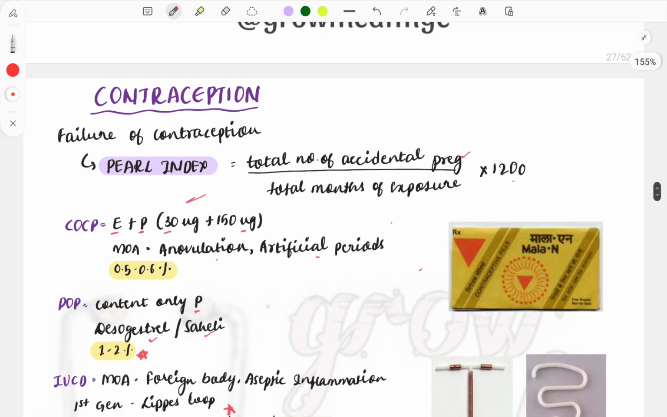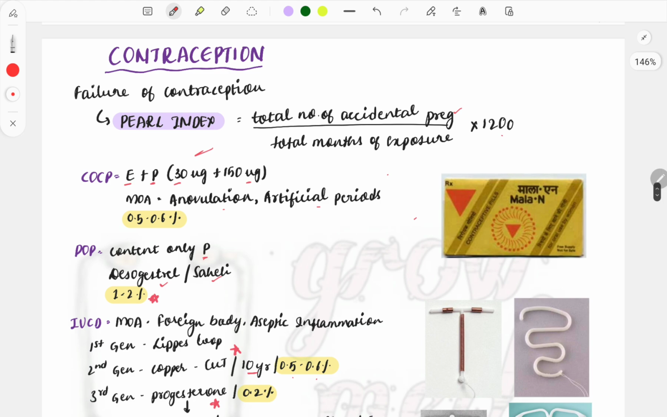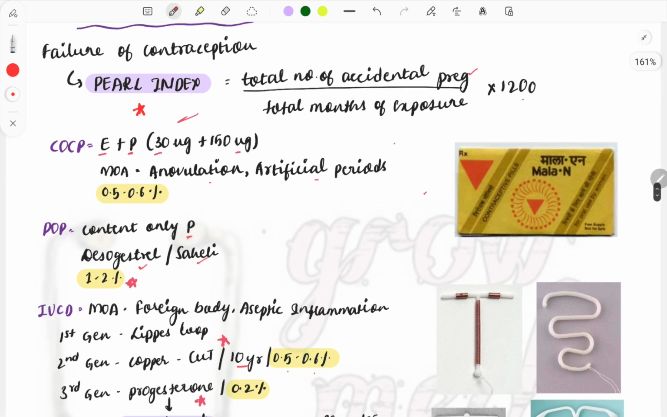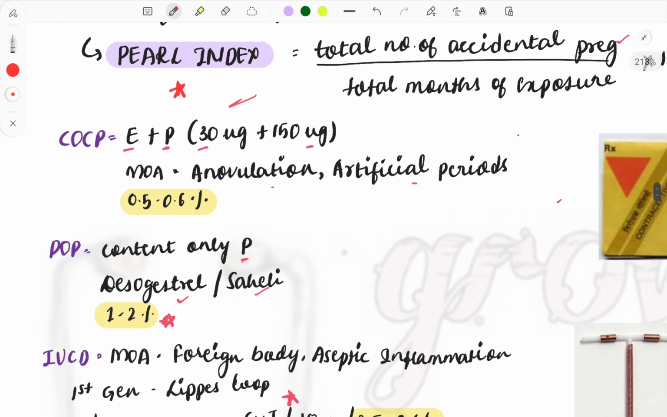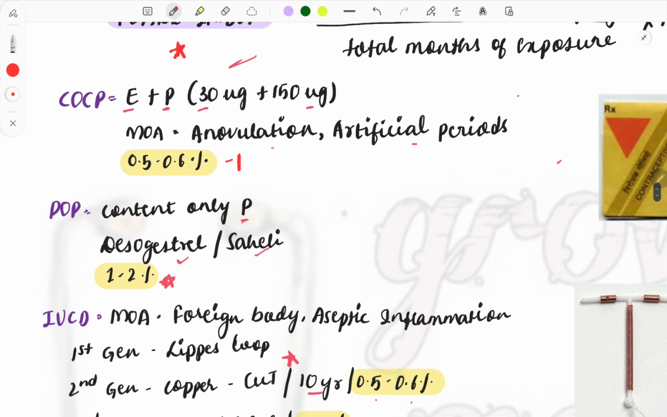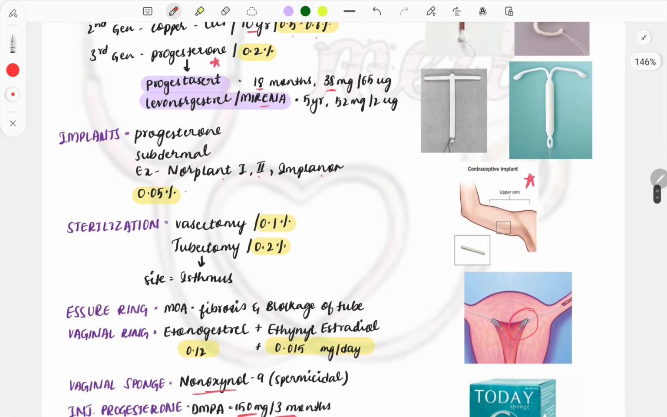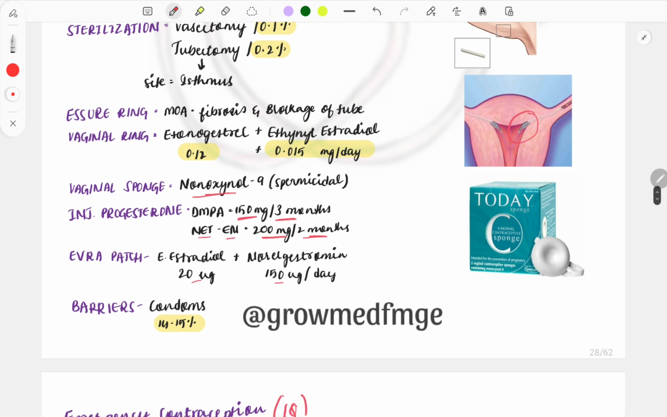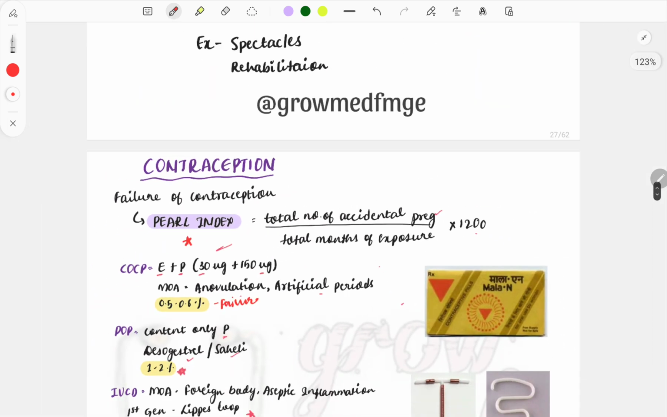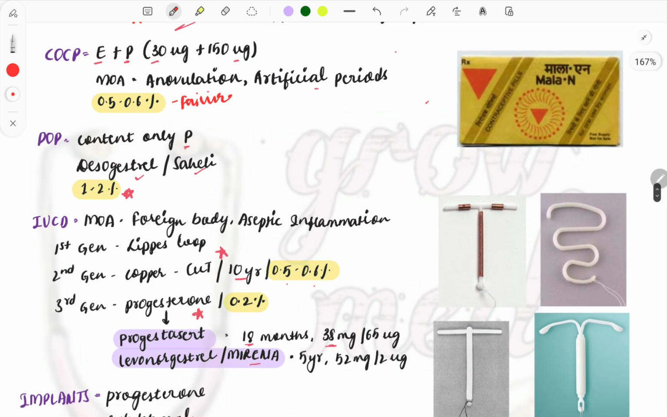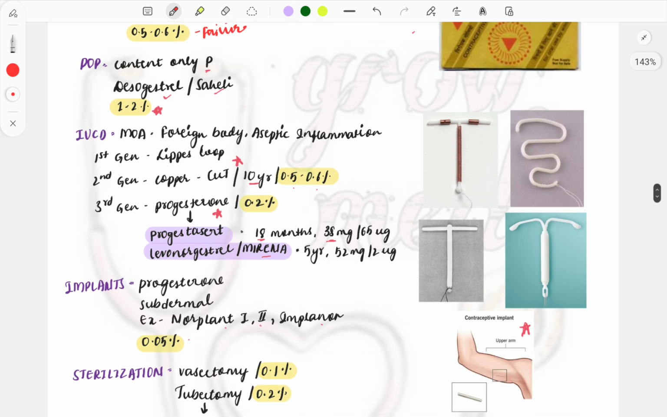So contraception. The failure of the contraception is calculated by the formula called the Pearl's index. So COCP's mechanism of action is anovulation, causing an artificial period. This is the Pearl index, so the failure rate. For all the contraceptives, the one marked in yellow color where the percent is written is the failure rate, the Pearl's index. Okay, so COCPs, then progesterone only pills, then IUDs.